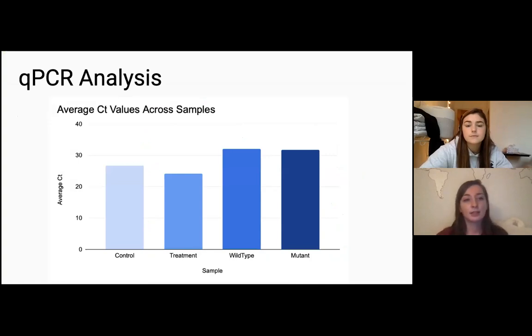And so we did some statistical analysis of the gene expression. So these are the average CT values across the samples between the control, the treatment, and then samples provided to us that were wild type and mutant. And our original experimental design was to assess the seeds of the plants, but that didn't work out because the seeds did not grow well. So we think that we would have gotten better results if we were able to look at the earlier developing plant. This was a small seedling.